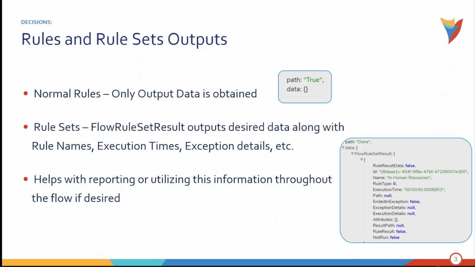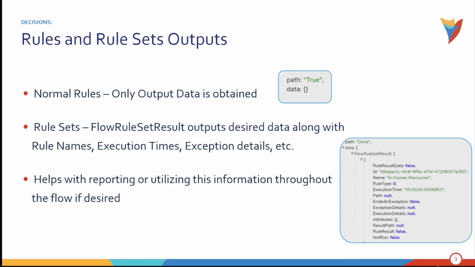Another place that's going to be different between the two is where outputs are set and how output data is output from rules. If you set up a normal rule, it is simply going to output whatever that data is. If it's just a simple true or false, it's going to tell you whether it's true or false. That's it. If it's expecting to output some kind of data, which you can set on a rule, it will output that data, and that's it.